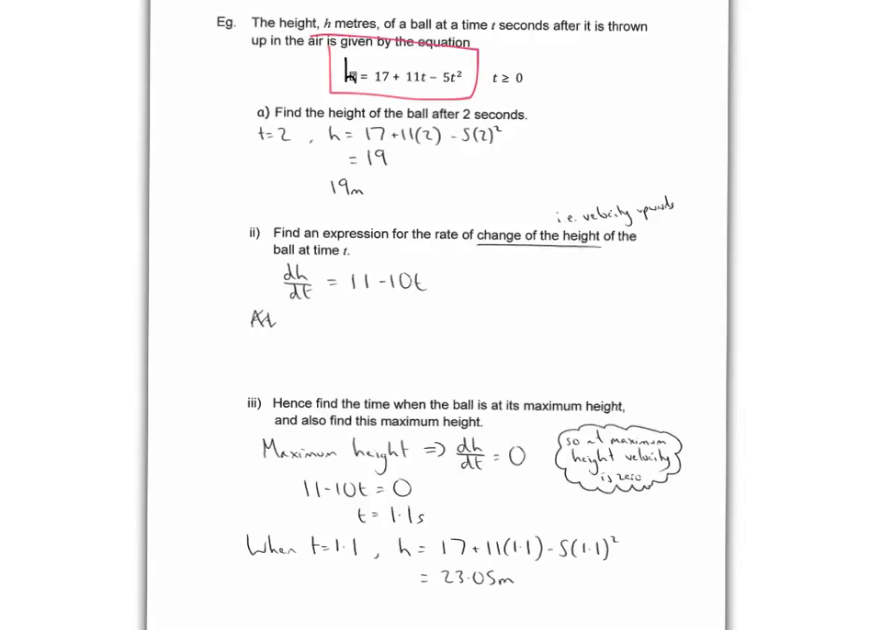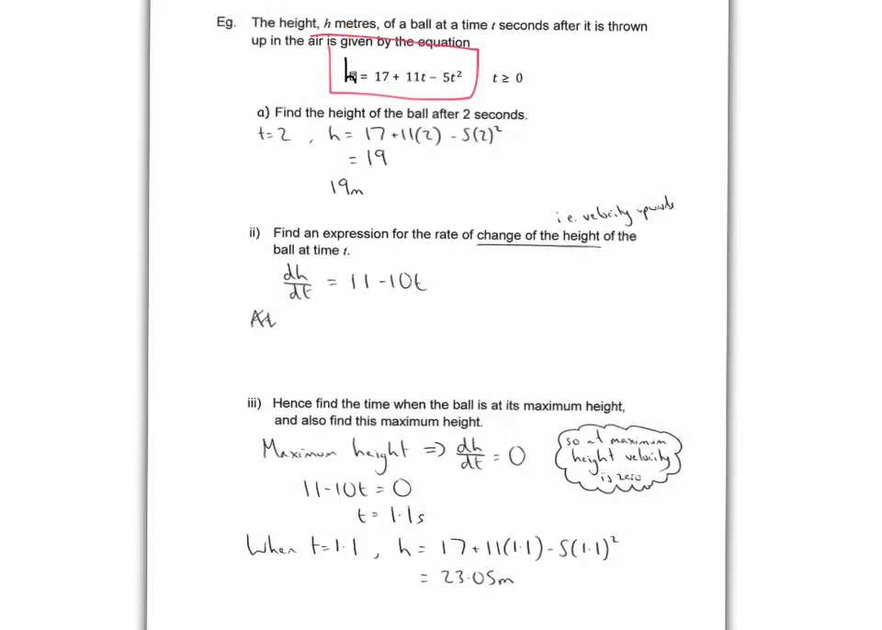Okay, so we're going to investigate some other properties of this. Here we're told to find the height of the ball after 2 seconds. Well, this is exactly what this expression is for. It tells you the height at a given time. So I'm going to plug in t equals 2 and I end up getting that h equals 19.